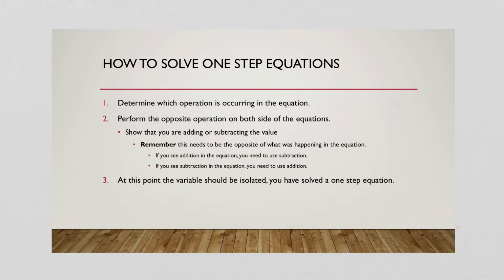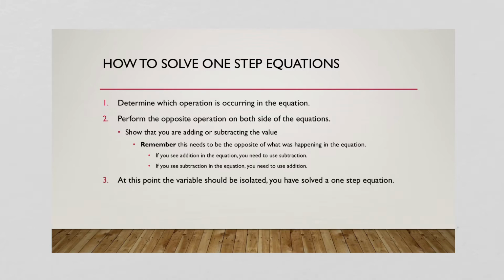So how are we going to do this? We're going to determine which operation is occurring in the equations, and then we're going to perform the opposite operation on both sides of the equations. So you can do this a couple different ways, and I will show you that whenever we get to the example. So we're going to show if we are adding or subtracting the value, and we need to remember that it's going to be the opposite of what is happening in the equation.